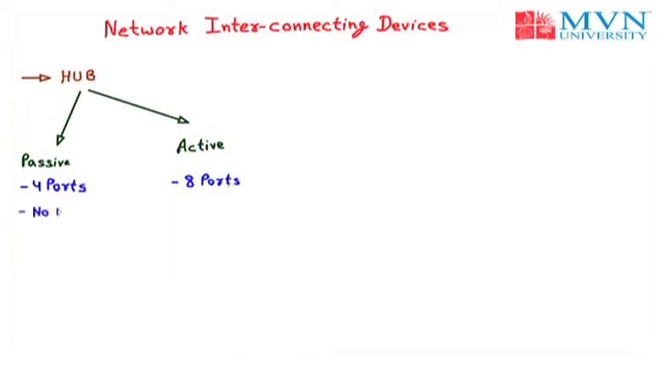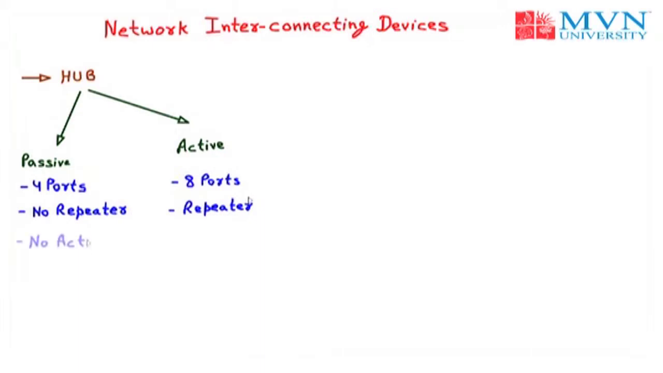Then there is no repeater used in passive hub, whereas the repeater can be used in the active hub. What is the purpose of repeater? Repeater is basically used to regenerate the signals. For example, we have the location 10 miles away and we are sending some data. The data signals may be lost on the way, and repeater will regenerate those signals and we can just grab the same data at another location.